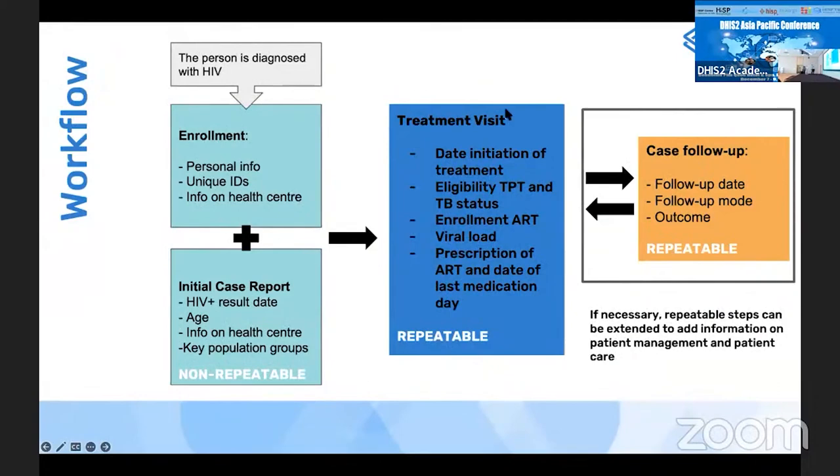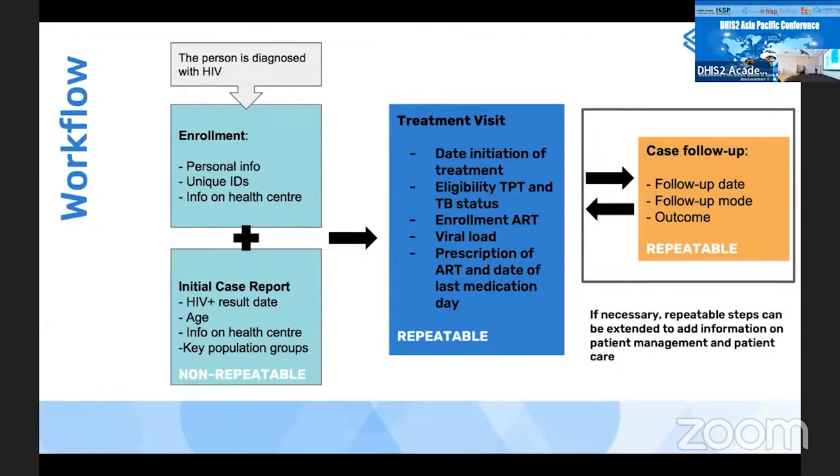Okay, so the workflow that has been used for designing the HIV case surveillance package, the WHO toolkit, is for people who are already identified with HIV. So we're taking care of the ART care. The person is already diagnosed with HIV, and the person gets enrolled into the system. Since we're tracking that person, we're collecting some personal information, some unique IDs, and some information on the ART site or the health center where the person will get enrolled for further treatment and follow-ups.